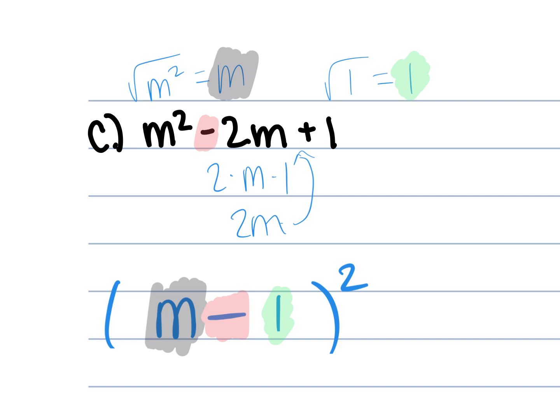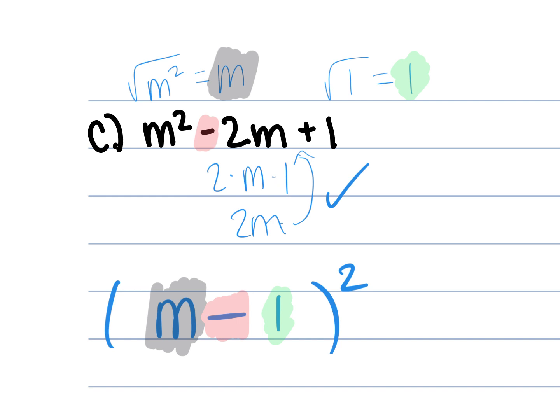If this holds, if I get 2 times the first and the last in the middle, then I know it's a perfect square binomial. So I can go ahead and just write m minus 1 squared. That's just the rule for this case. All the answers are going to be squared for this part.